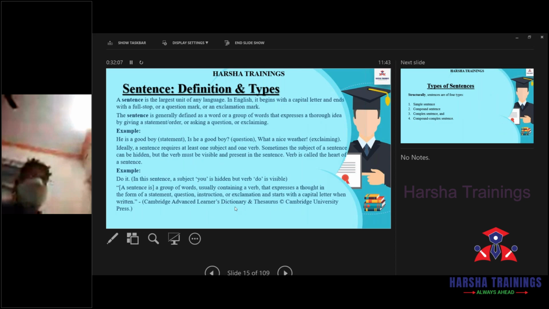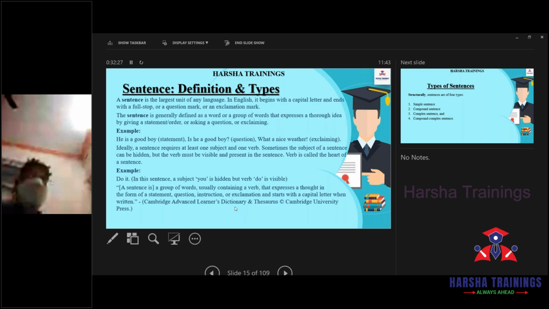A group of words. A word is a group of letters or a group of alphabets. And a sentence is a group of words. A word is the basic unit. A sentence becomes the largest unit of grammar in any language. These are all basics. We all know this. We have studied this in school, right?